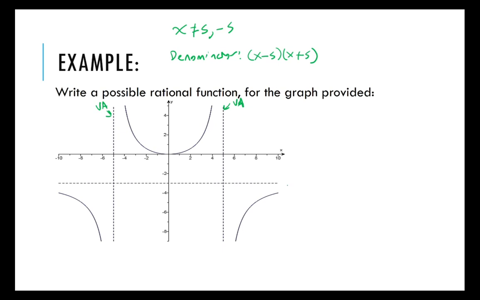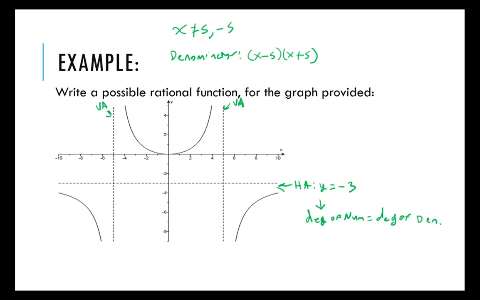Next, let's look at our horizontal asymptote. All right, so we have a horizontal asymptote. Specifically, that horizontal asymptote is y is equal to -3. Well, then we have to think about when do we get horizontal asymptotes that aren't at 0. Specifically, that's when the degree of the numerator is equal to the degree of the denominator. So this actually tells us that the degree of the numerator equals the degree of the denominator. Now, since that's the case, I know my denominator is going to be degree 2. And if it's going to be degree 2, then my numerator is going to have to be the same degree.